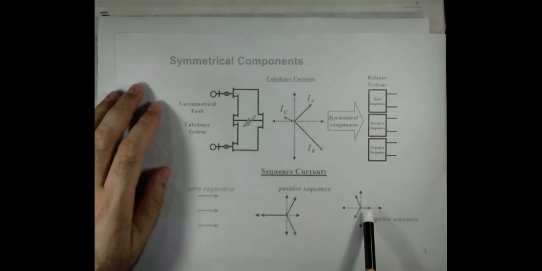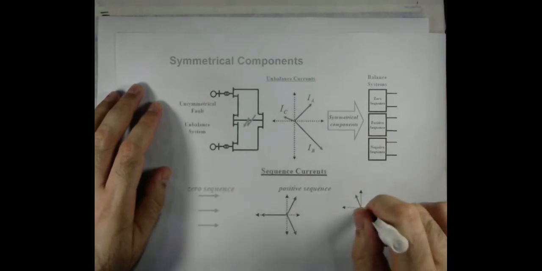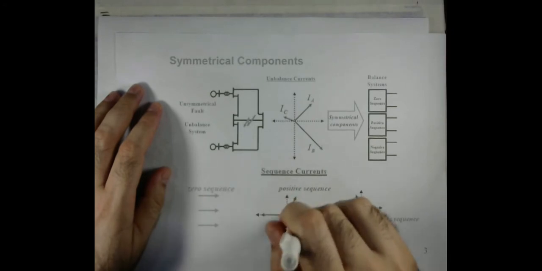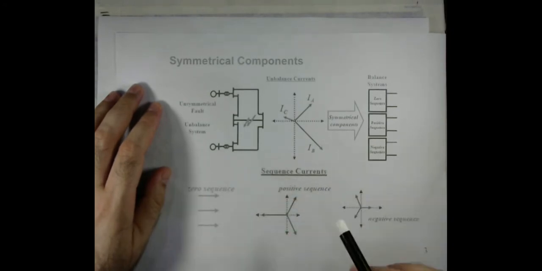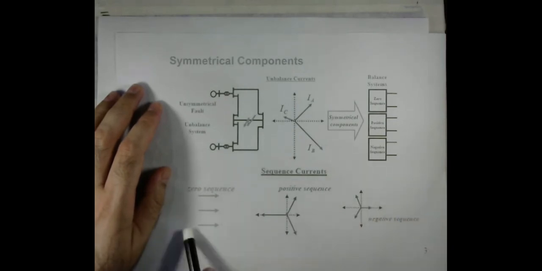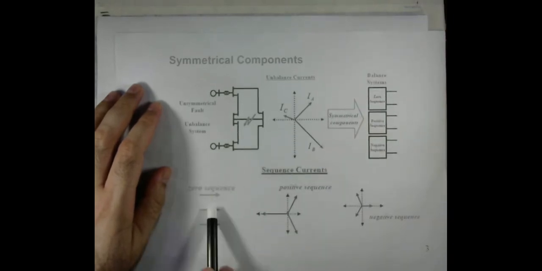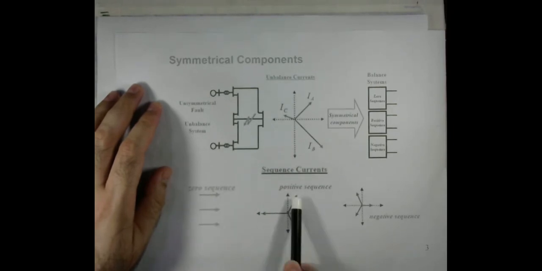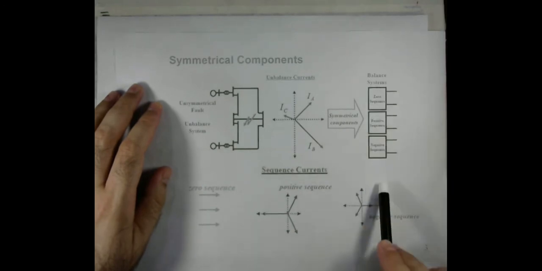equal magnitude. Although once again the magnitude of the negative sequence components may be different from the positive sequence components, here all the three components are equal in magnitude and phase shifted by 120 degrees. That's why each of them are called balanced quantities. This is a balanced system with equal magnitude, phase shifted by 120 degrees. So that's why they are balanced.